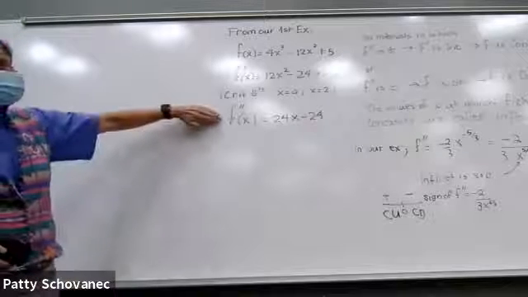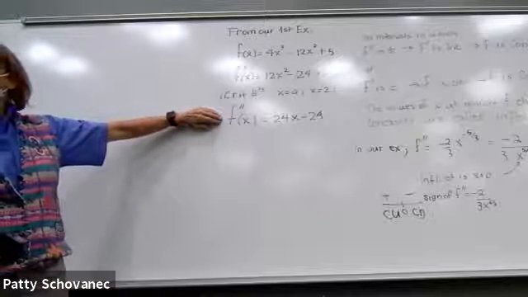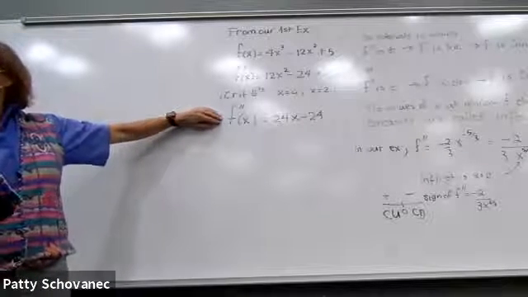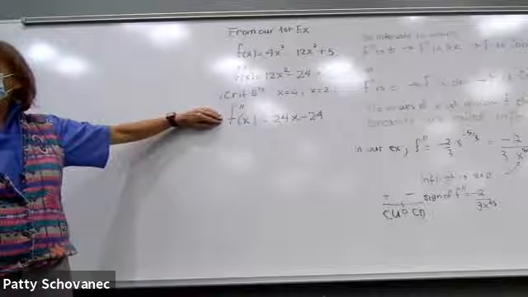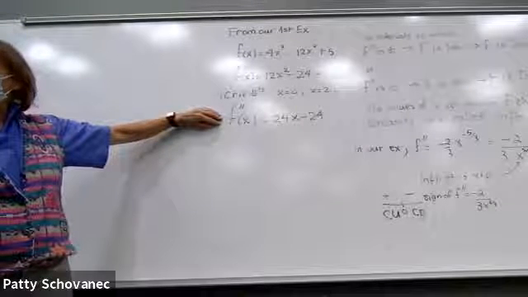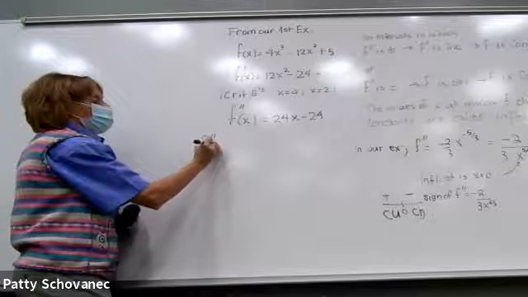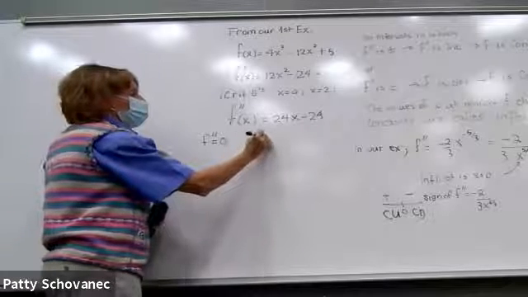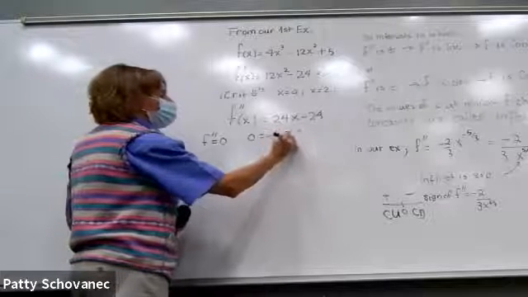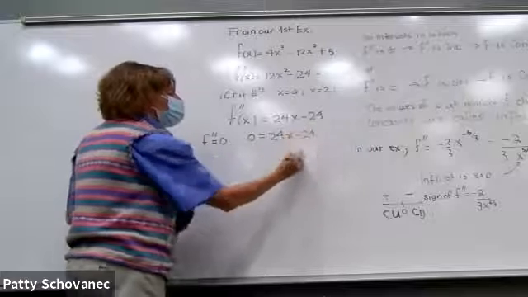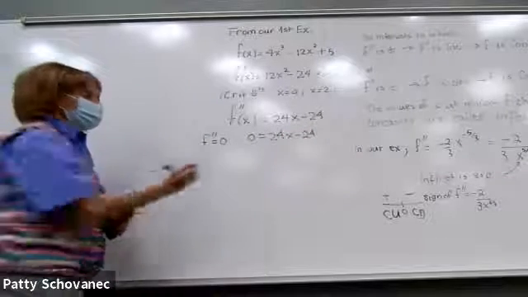So if we're interested in where this expression is positive or negative, then the most obvious step is to first find where it's 0. That's going to be our inflection point. So set f double prime equal to 0, and you're solving the equation 24x minus 24 is equal to 0. So x is 1.